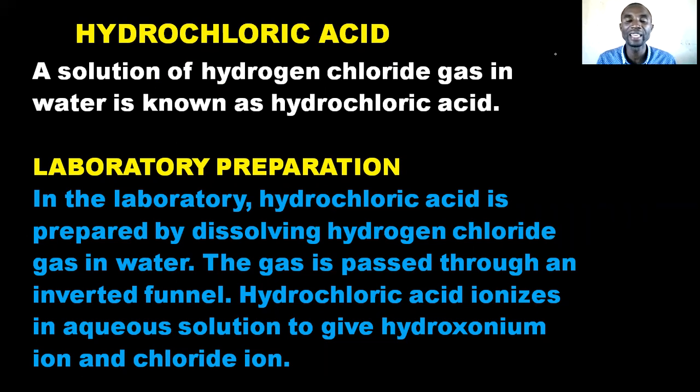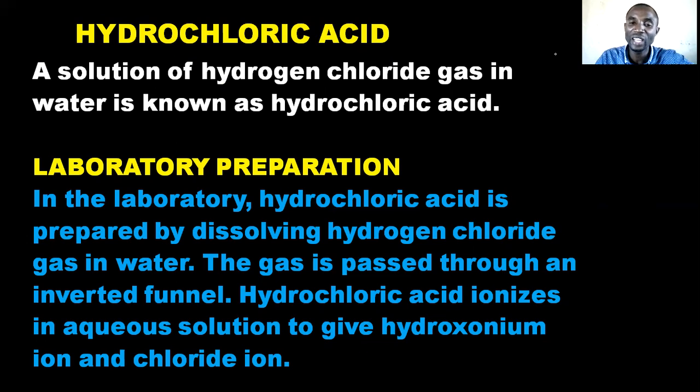So how do we prepare it in the lab? The laboratory preparation of hydrochloric acid is this. It's prepared by dissolving hydrogen chloride gas in water. When it's done that way, hydrochloric acid is formed. The gas is passed through an inverted funnel. Hydrochloric acid ionizes in aqueous solution to give a hydronium ion and a chloride ion.